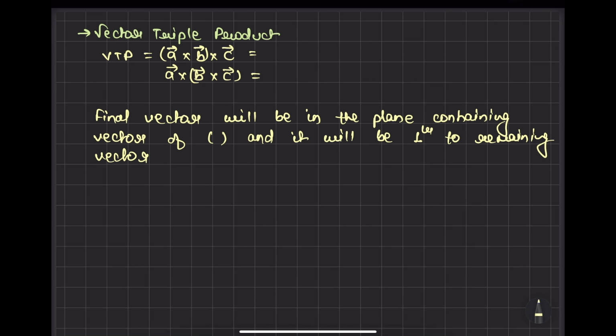Suppose we are going through this idea. The resultant vector will be in the plane containing vector A and vector B and will be perpendicular to vector C. If you go with the other bracketing, we will get a vector in the plane containing vector B and C, and the vector will be perpendicular to A. So this is the idea.